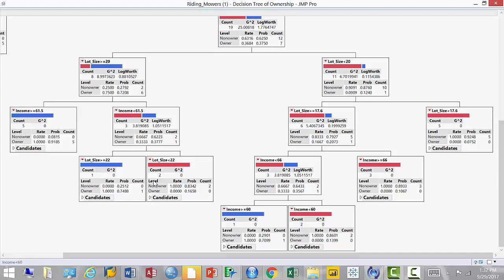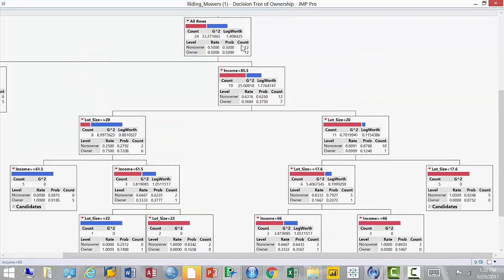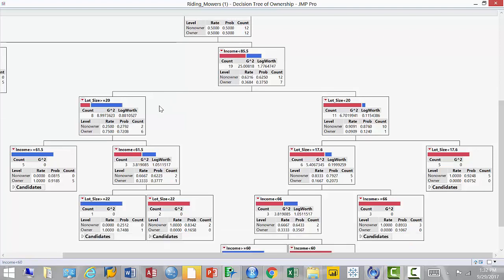Let me illustrate that. Look at these two terminal leaves. Each one of them contains what? Well, this is 1 person and these are 2 people, right? Now let's trace it from the top. These are people with income less than 85.5. Fine. But lot size is large enough, higher than 20, okay? But all of these people, there are 3 of them, have income less than $61.5 thousand a year, right?